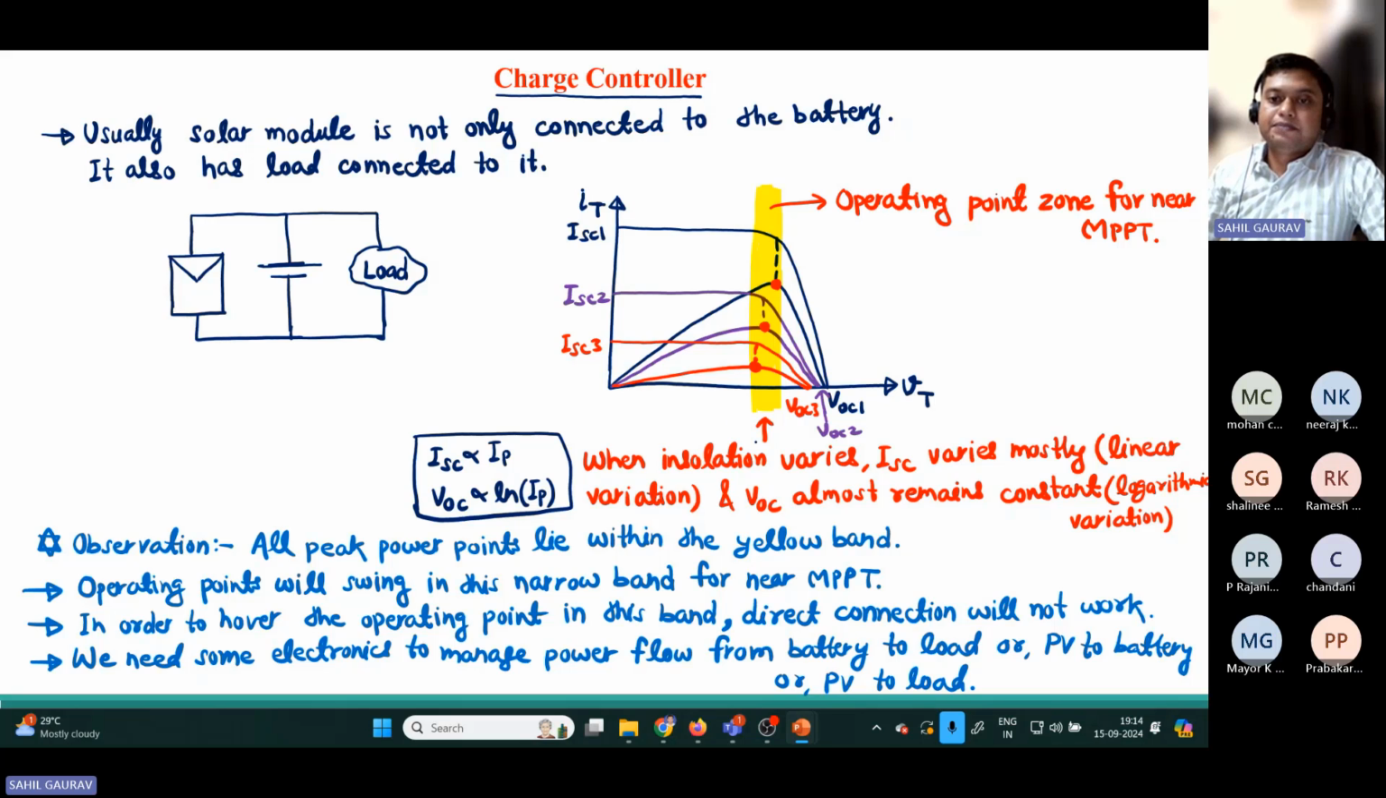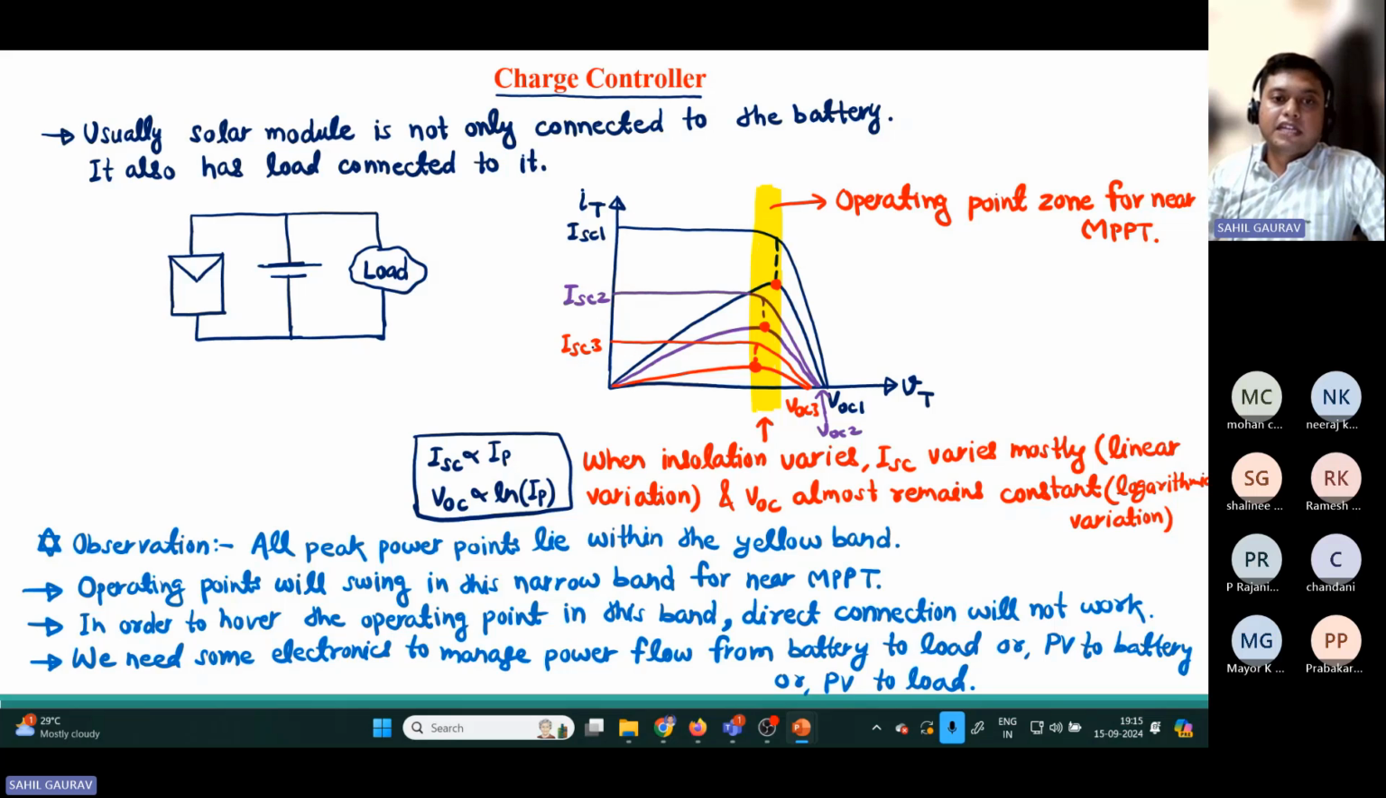So you can see that accordingly the maximum power point would also vary less. So for MPPT, this operating point lies within this band only, for varying solar insolation.